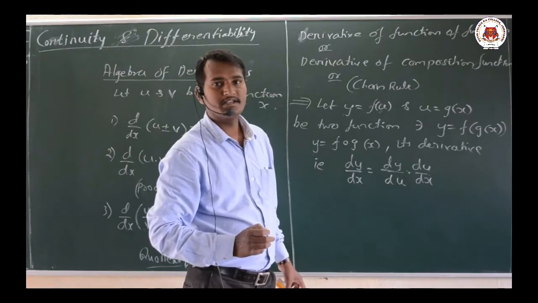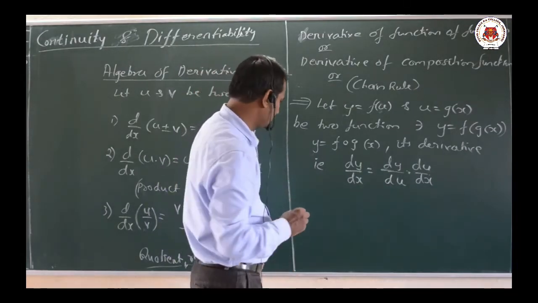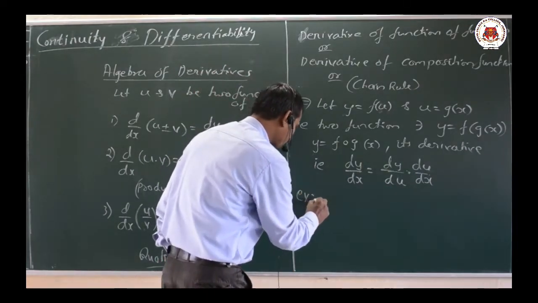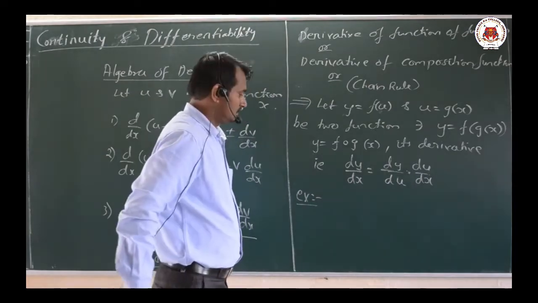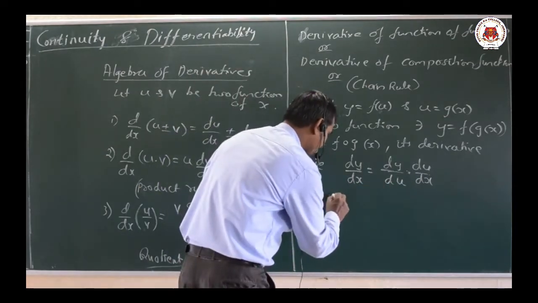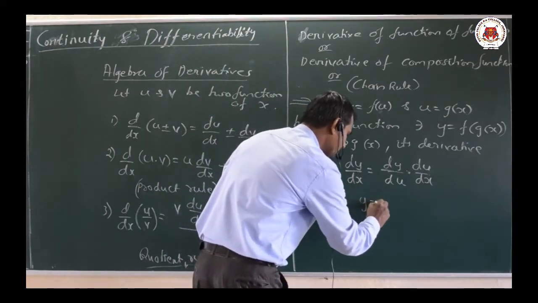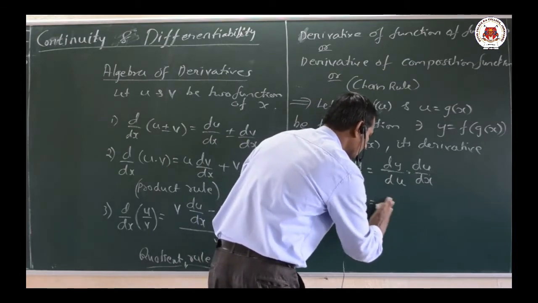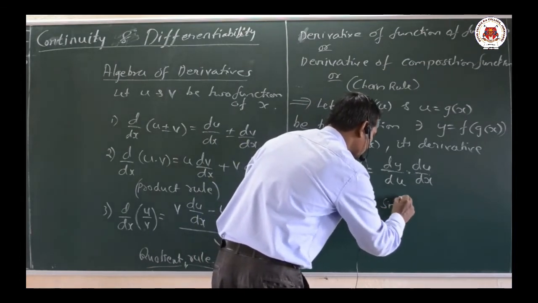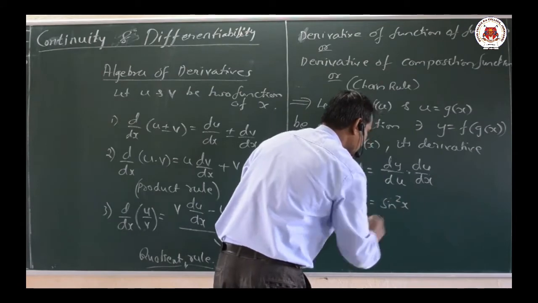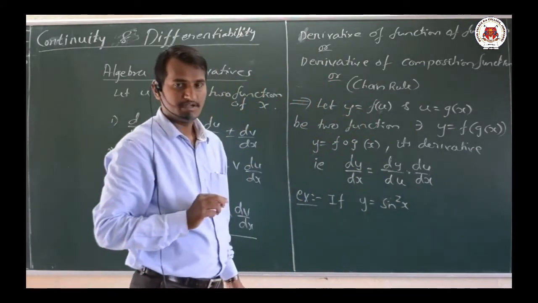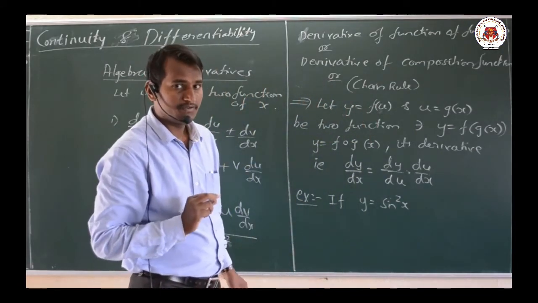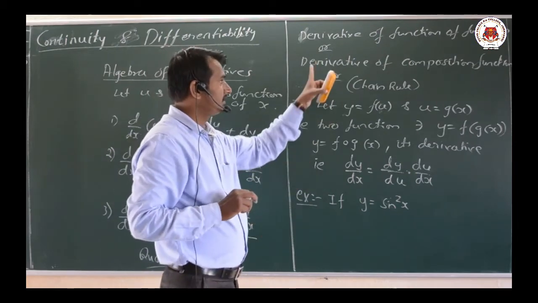Let us take one simple example related to this part. Very simple example. Let us take y equal to sine square x. Very simple. We have y equal to sine square x. How do we find the derivative of it? By making use of this chain rule.